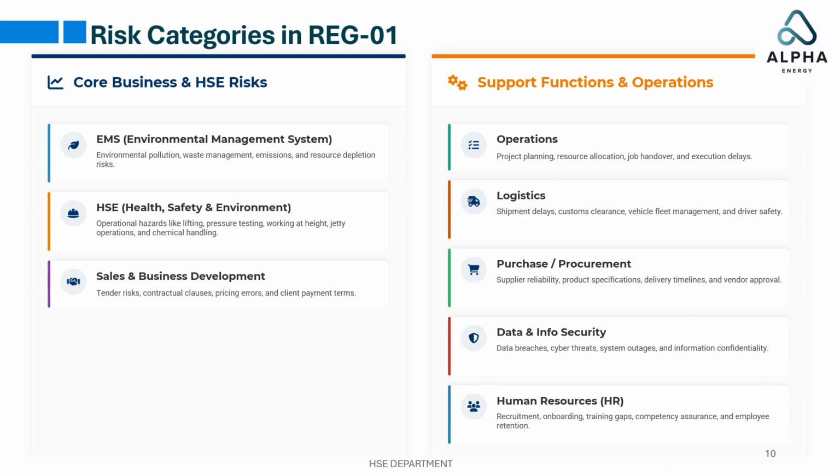Under support functions and operations, the categories include operations, which covers project planning, resource allocation, job handover, and execution delays; logistics, involving shipment delays, customs clearance, fleet management, and driver safety; purchase or procurement, including supplier reliability, product specifications, delivery timelines, and vendor approvals; data and information security, which addresses risks such as data breaches, cyber threats, system outages, and information confidentiality; and human resources (HR) risks such as recruitment challenges, onboarding issues, training gaps, competency assurance, and employee retention.